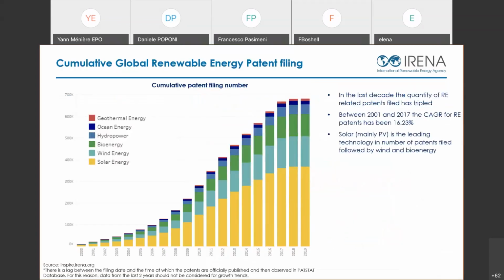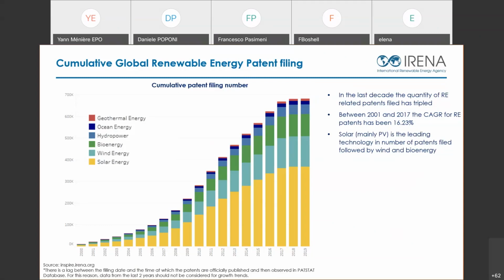Now, in IRENA, we also, of course, use this data for our own analysis. And if we look, for example, at the cumulative number of patent filings for renewable energy technologies, we can see that in the last decade, the quantity of renewable generation technology patents filed has more than tripled. And between 2001 and 2017, the compound annual growth rate for renewable energy patents has been more than 16%, which is quite high in comparison to other industry sectors.